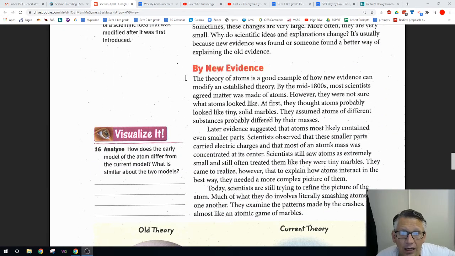The theory of atoms is a good example of how new evidence can modify an established theory. By the mid-1800s, scientists agreed matter was made of atoms. However, they were not sure what atoms look like. At first, they thought atoms probably looked like tiny solid marbles. They assumed atoms of different substances probably differed by their mass.